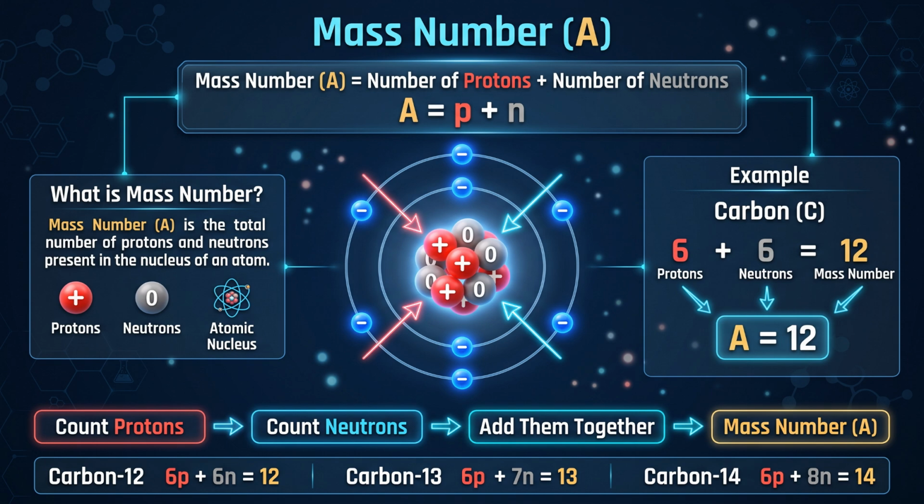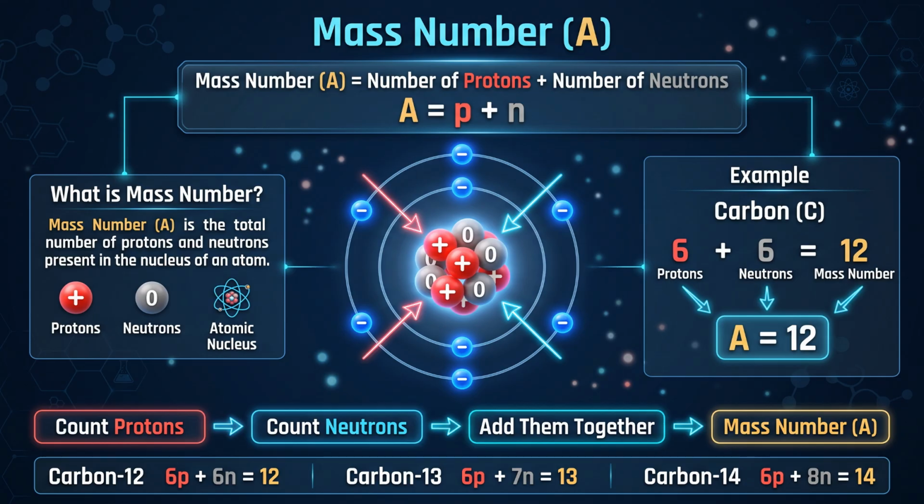Let's look at another example. Suppose an atom contains 8 protons and 8 neutrons. Adding these together gives 16. Therefore, its mass number is 16, and if the atom has 8 protons, it is oxygen. This atom is called oxygen-16. Similarly, sodium contains 11 protons and 12 neutrons, so its mass number is 23.